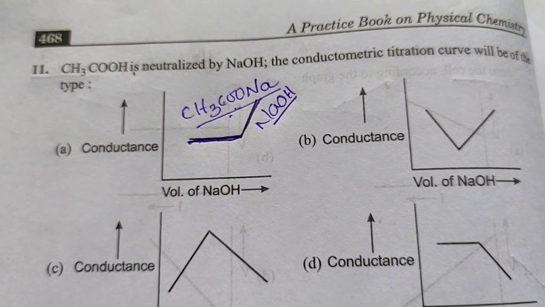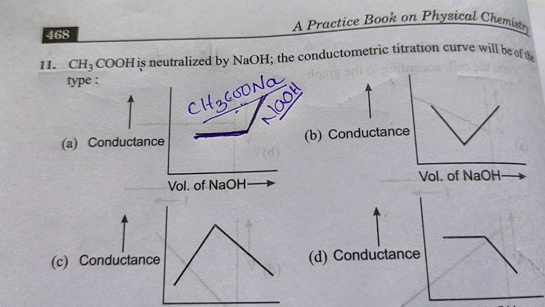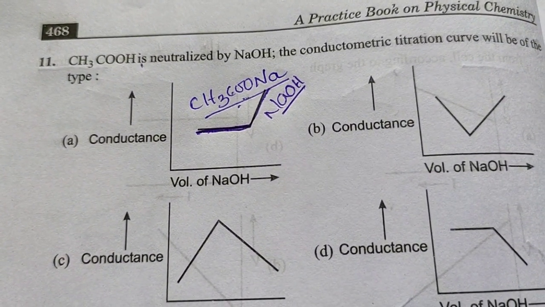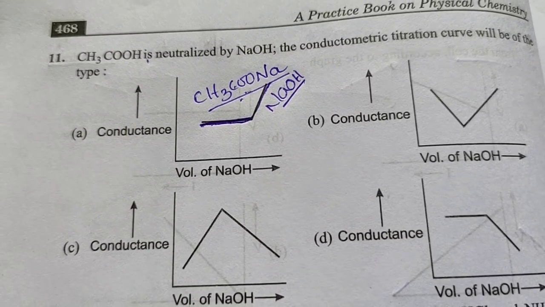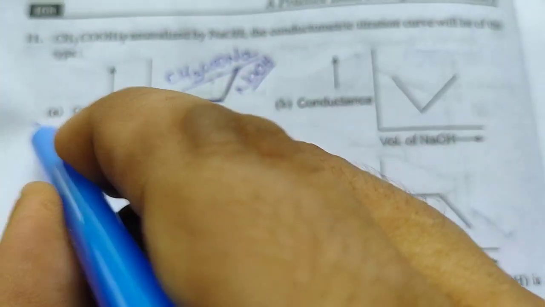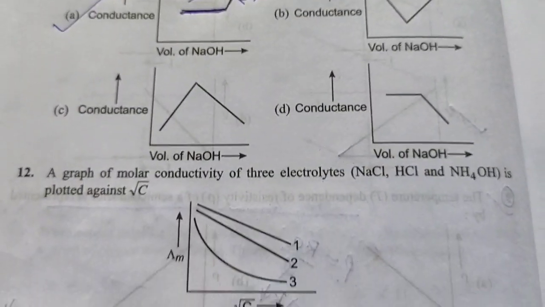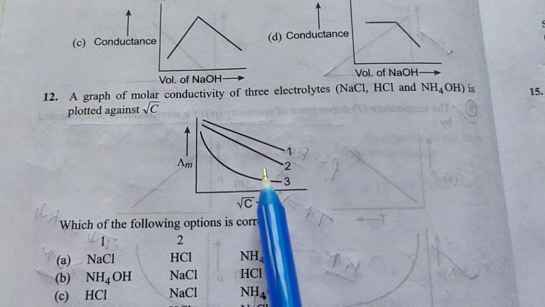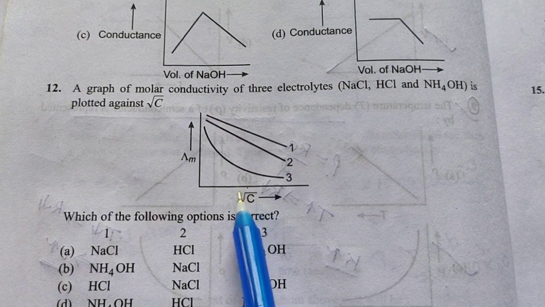After the neutralization point it increases more. That is very important. So this is the correct representation of the graph. So the next graph is a very important graph.